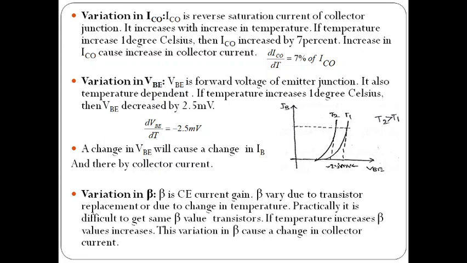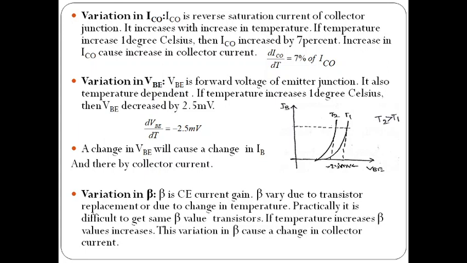We know the input characteristics of a CE amplifier are drawn between VBE and IB. It looks like our PN diode in forward bias condition. We already discussed the temperature effect on the VI characteristics of a diode. When we increase the temperature, the cut-in voltage decreases. For every 1 degree Celsius temperature increase, the VBE value decreases by 2.5 millivolts. So dV by dT is equal to minus 2.5 millivolts.